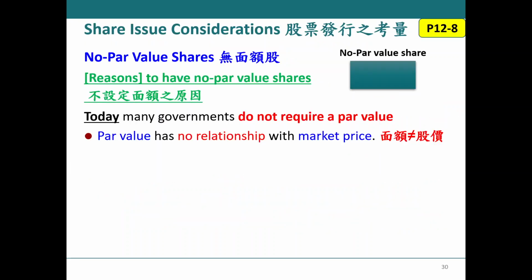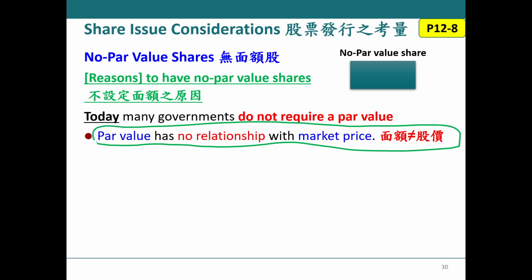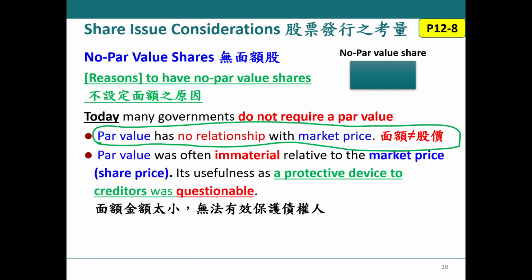On your slide 30. Page 30. Par value is not market value. It's not, but it will make some people confused. So this is the first reason. Right now, more countries prefer no par value because par value and market value are not the same, but they will get some people confused. Second reason why.